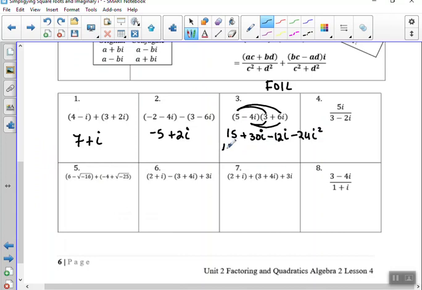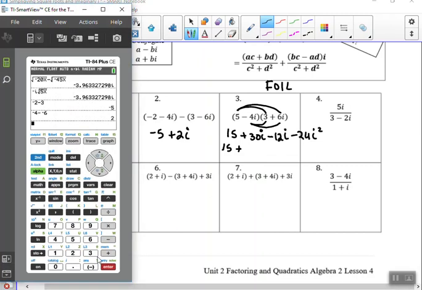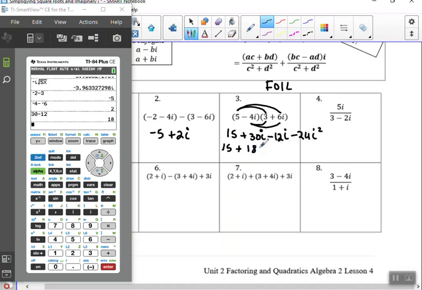Well, I'm going to first put my like terms together. 30i minus 12i is 18i. So I just put these two together. Now this one, you have negative 24. I'm going to put parentheses here because i squared is equal to what?